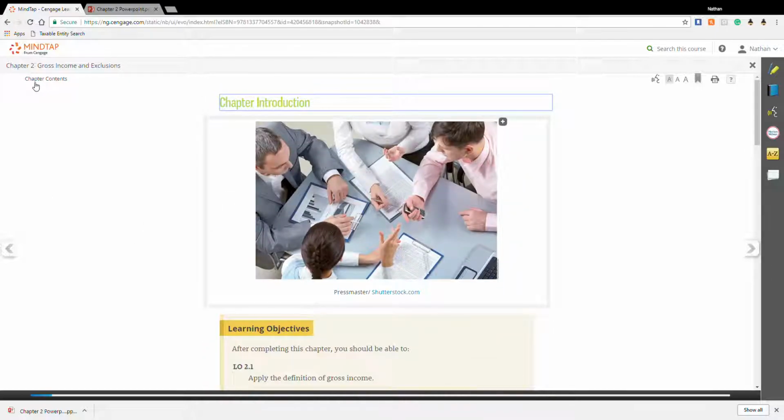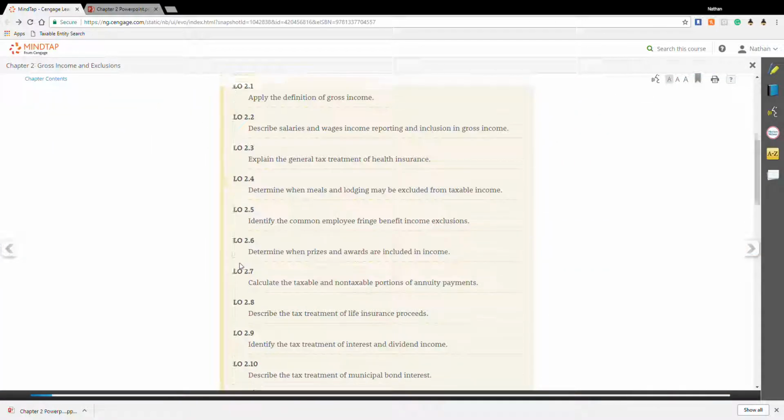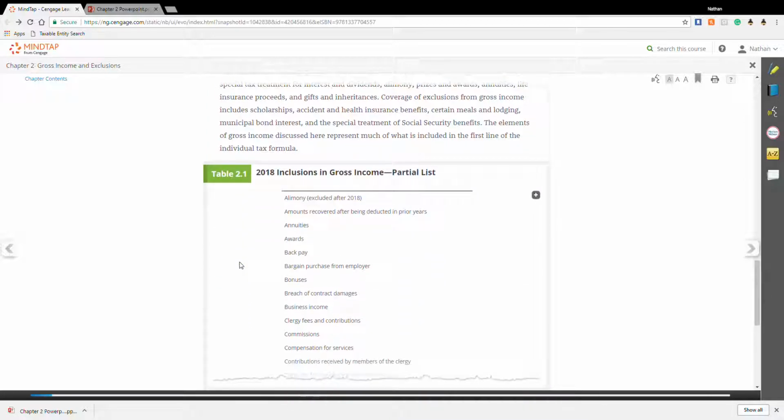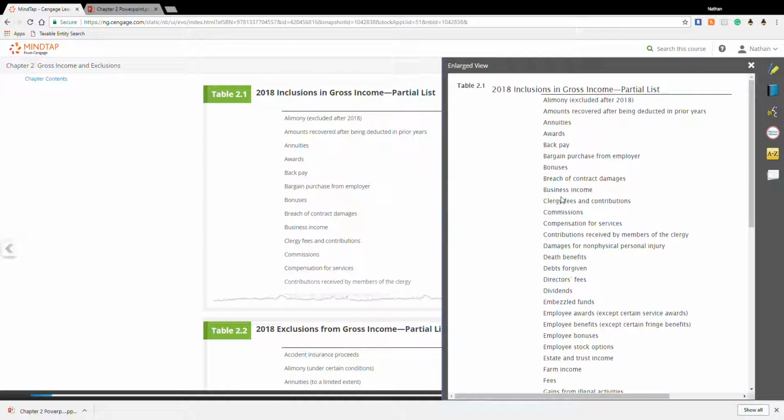So if you don't know how to get to this, you can go to your ebook, which is basically under your source, study guides and source. When you go to your ebook, it will list all the chapters, and we can just find Chapter 2. And basically you can go to the course introduction overview. Here is table 2.1. With table 2.1, if you hit that plus sign, you get this enlarged view.